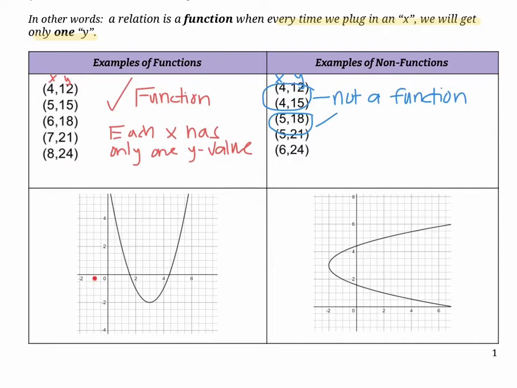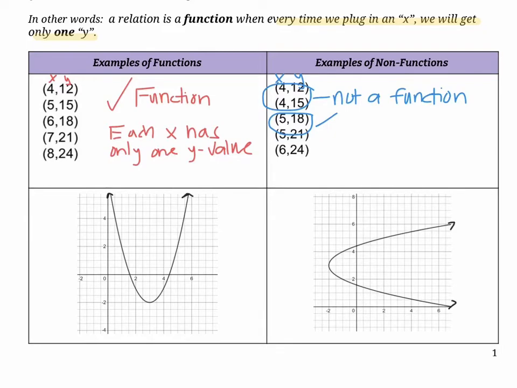How about with a graph? So this is an example of a function. This is an example of not a function. But why? Go back to the definition again. Every time we plug in an x, we get only one y. So let's try plugging in a bunch of different x's. We can see that this is a parabola. This one is a screenshot from Desmos. So Desmos doesn't do arrows, so let's just assume that these are going to go on and on forever.